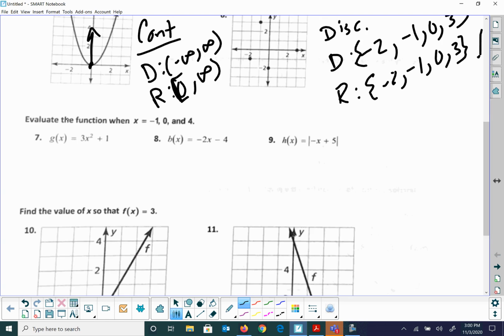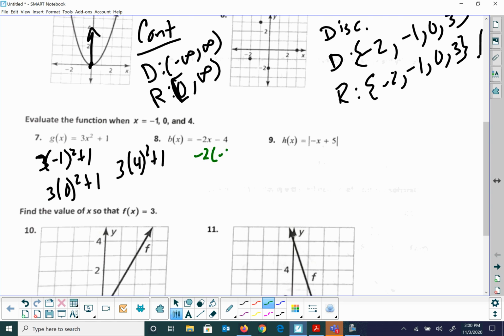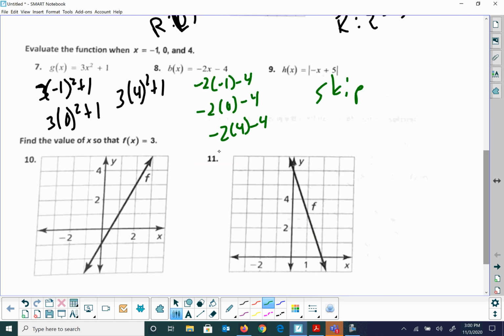Evaluate the function when x equals 1. Okay, so I'm going to plug -1 in. So I have 3 times -1 squared plus 1. And then I have 3 times 0 squared plus 1. And I have 3 times 4 quantity squared plus 1. So work all those out and you'd get that answer. On this one, I'm going to plug in -2 times -1 minus 4, -2 times 0 minus 4, and -2 times 4 minus 4. So you're just plugging that in. We can skip this one. But you would be finding the answer on the 7 and 8.